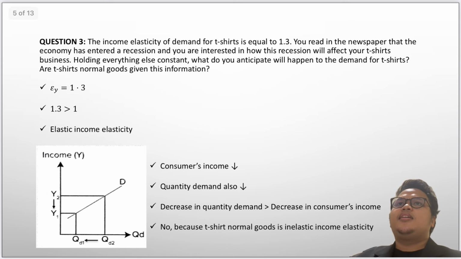We know that the income elasticity of demand for this t-shirt is 1.3. So 1.3 is greater than 1, so this is income elastic. Maybe the t-shirt is a luxury t-shirt like Gucci, Prada or Balenciaga. During the recession, usually the consumer income will decrease, so the quantity demanded will also decrease. But the decrease in quantity demanded is greater than the decrease in consumer income, for elasticity. Are t-shirts normal goods? Given this information, I think no, because normal goods have inelastic income elasticity.